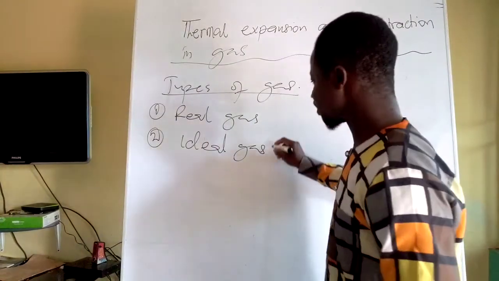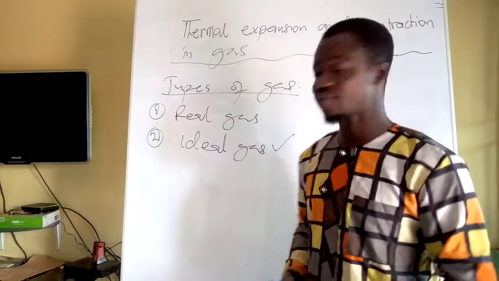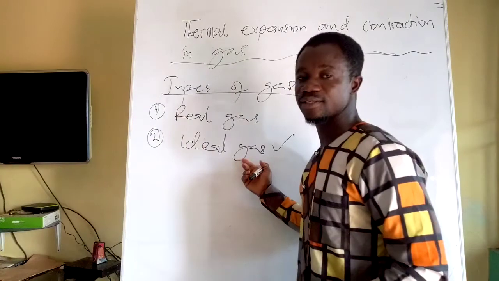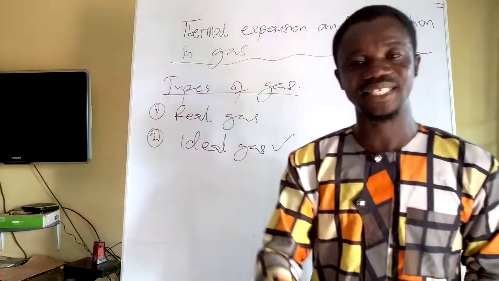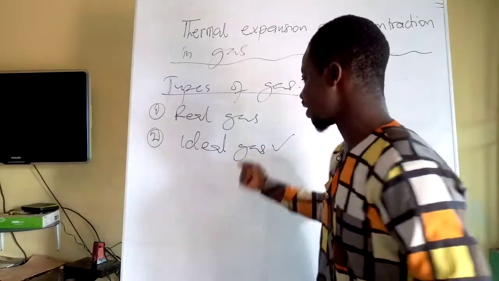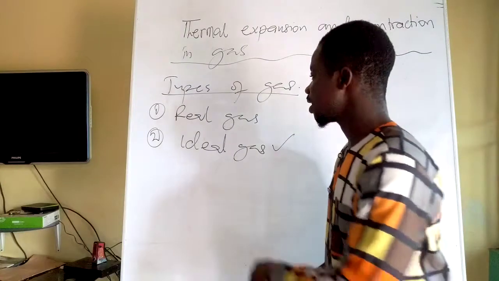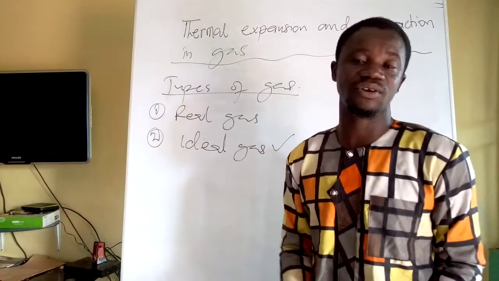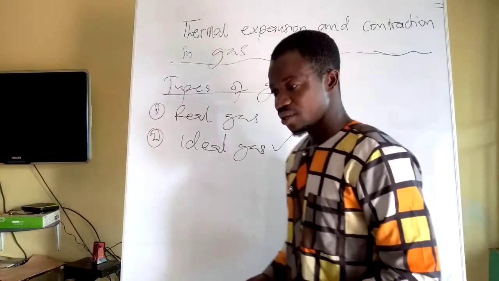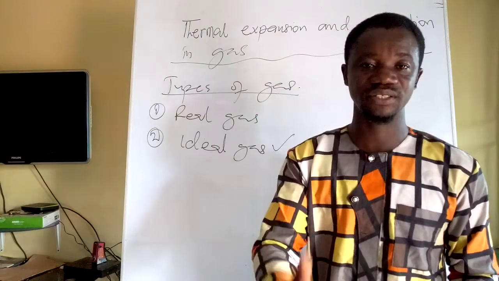Good. So let's first deal with the ideal gas, because the assumptions of the kinetic theory of gas were made for the ideal gas. We say an ideal gas is a gas that obeys the kinetic theory of gas and the gas laws. That is how we define the ideal gas. And the real gas is a gas that does not obey the kinetic theory of gas and the gas laws. So what are the assumptions of the kinetic theory of gas?